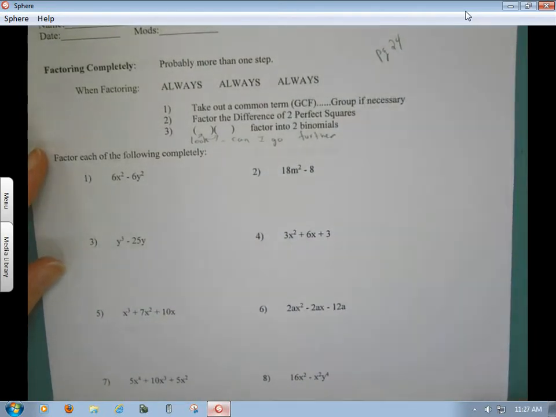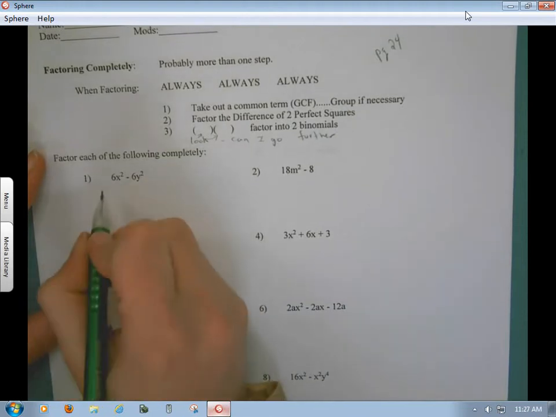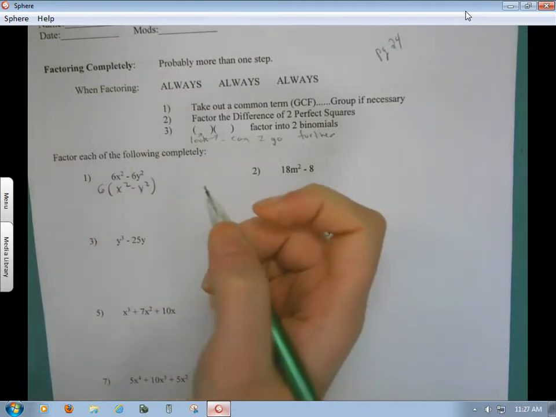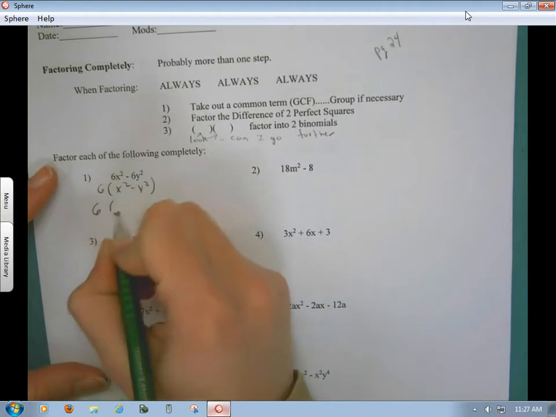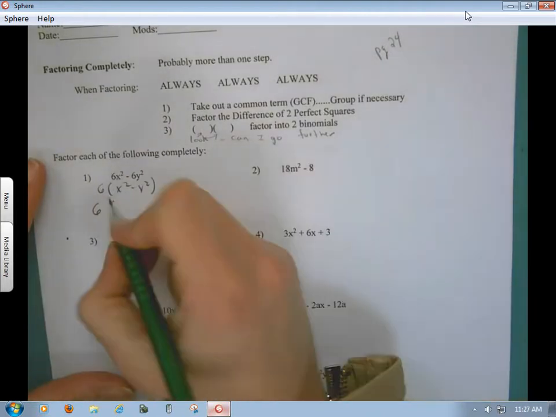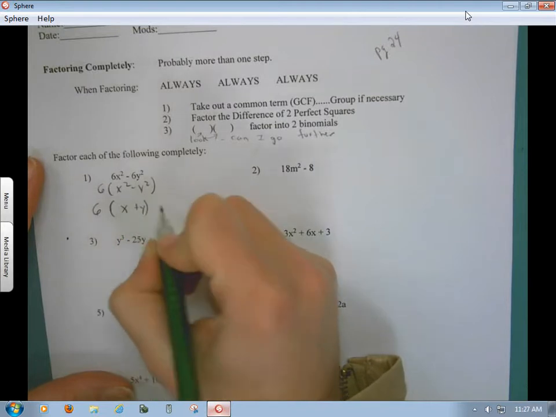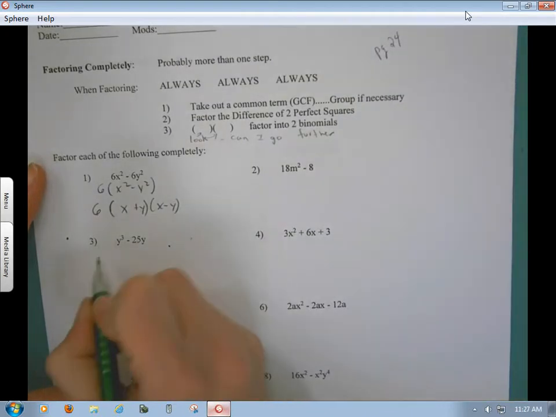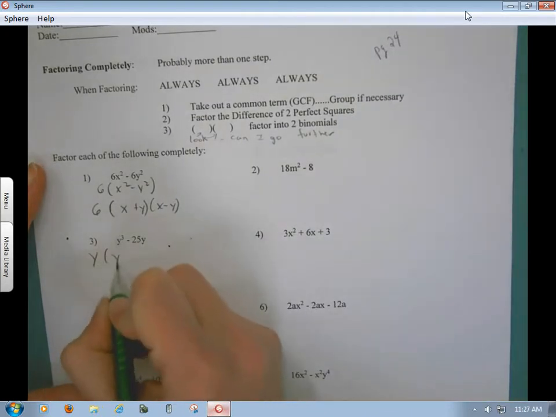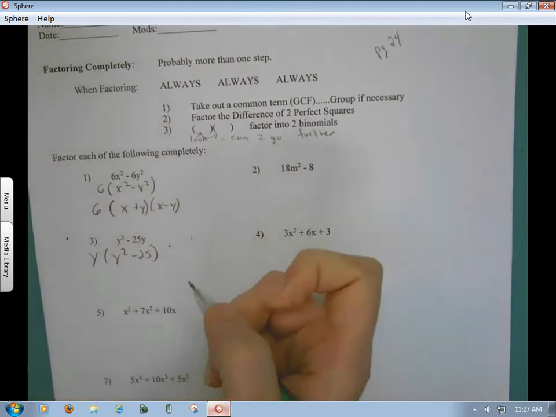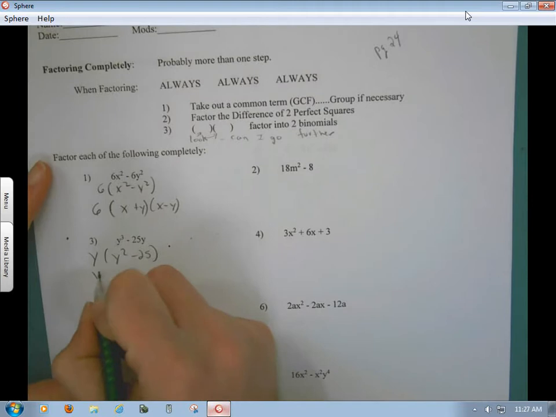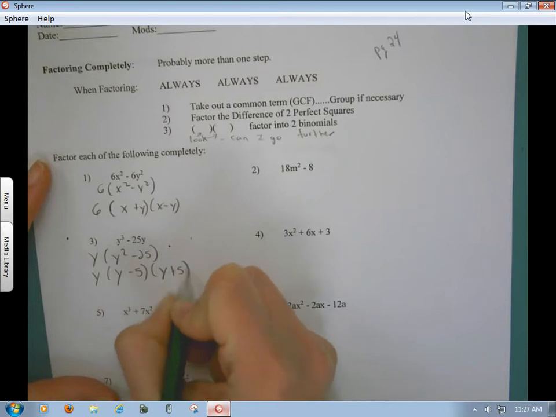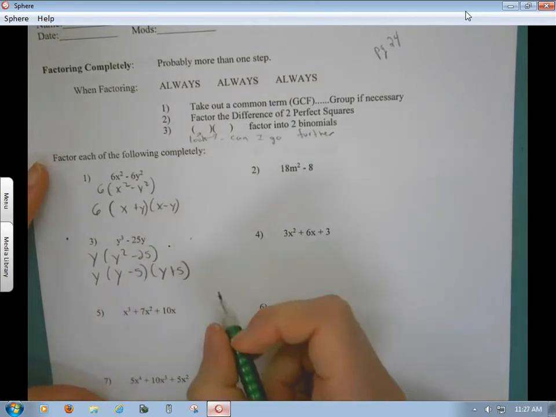Okay, so let's look at number one. Is there a GCF? Yes, there is. Pull it out. Do you have the difference of two squares? Yes, you do. So factor according to the pattern. Okay. Now, number three. Do you have a GCF? Yes, you do. Pull it out. Do you have the difference of two squares? Yes, you do. Factor accordingly. Okay, there's nothing else to factor.